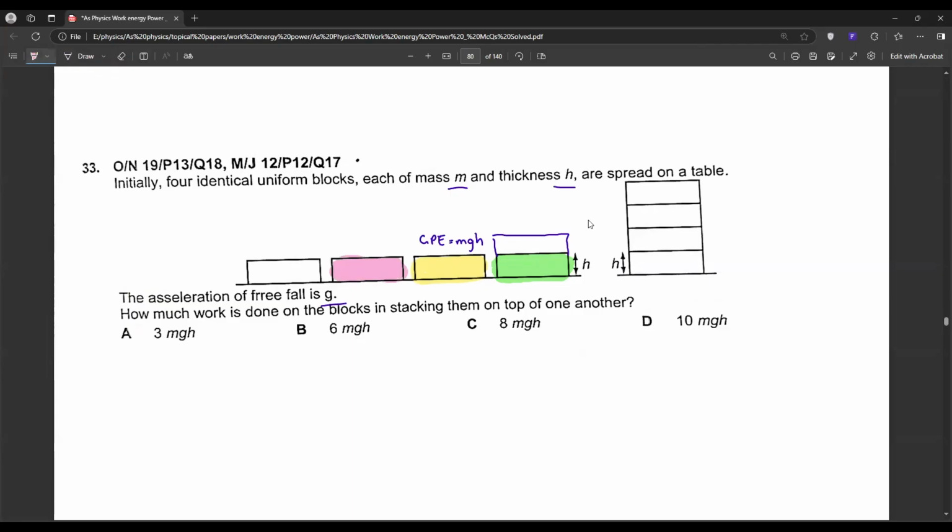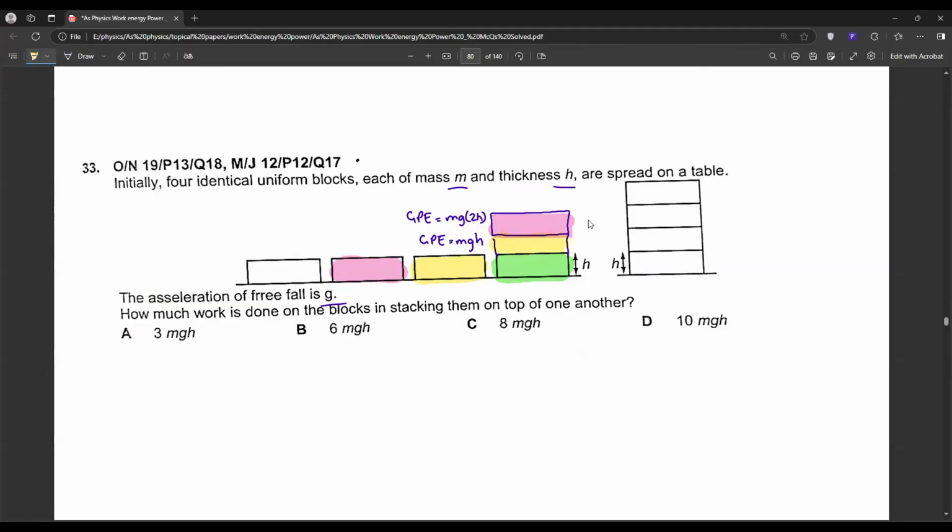And this block will be stacked up on the top of the second block like this. What will be the gain in gravitational potential energy of this second block? mg, and this time the height is 2h. This is the pink one, and the middle one is the yellow one. Let me highlight that as well.